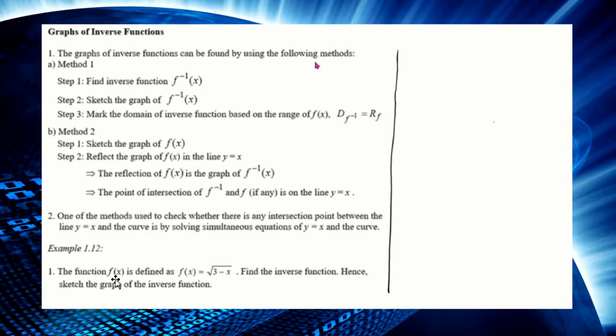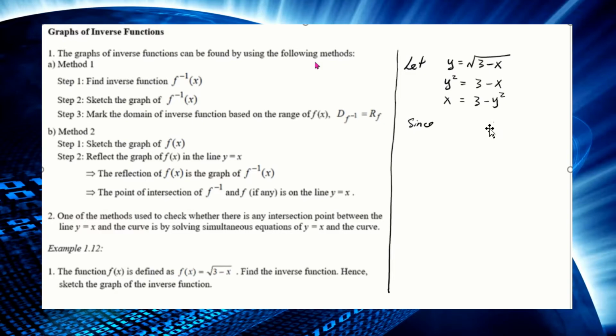The function f of x is defined as square root of 3 minus x. First, find the inverse function. So in order to find the inverse function, we let y equals square root of 3 minus x. Then we rearrange the equation such that x becomes the subject. So now we got x equals 3 minus y squared.